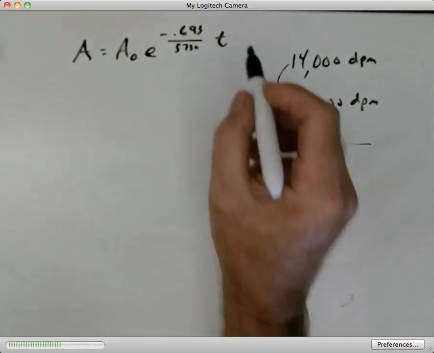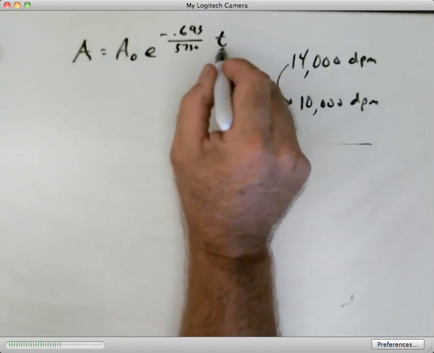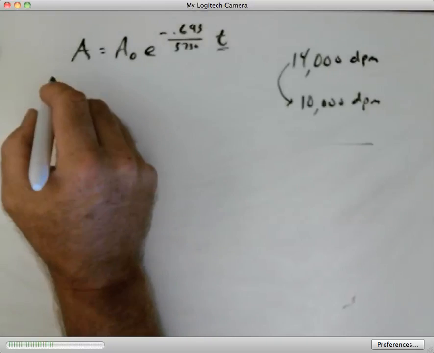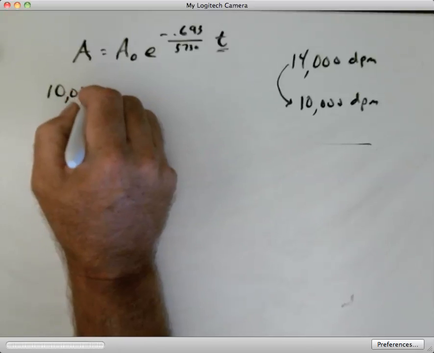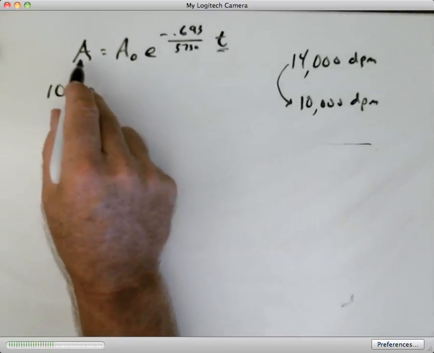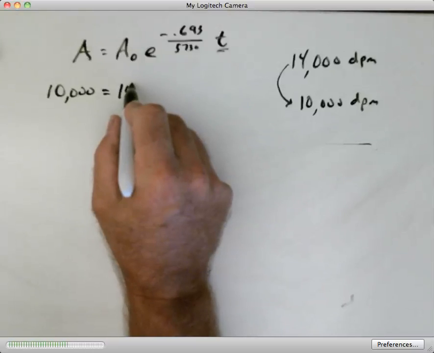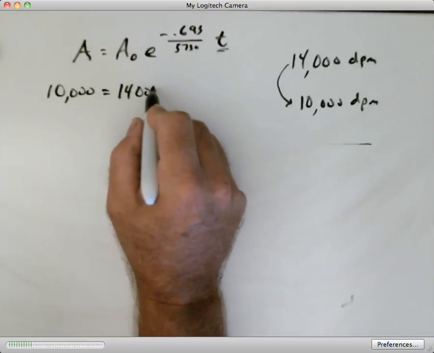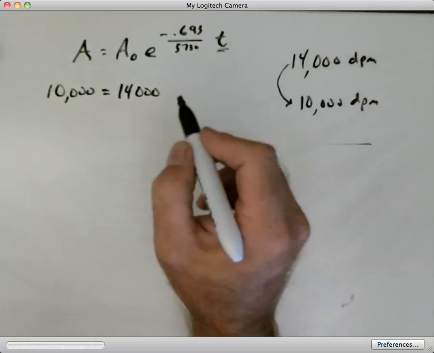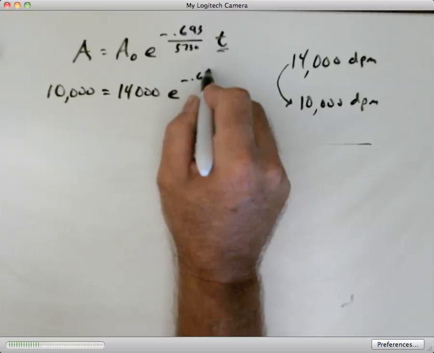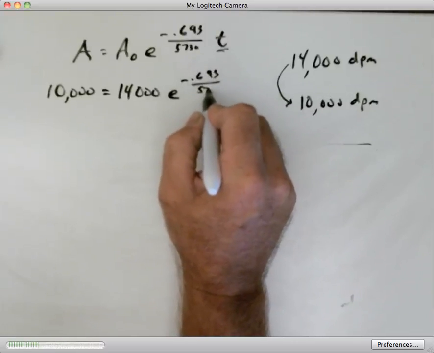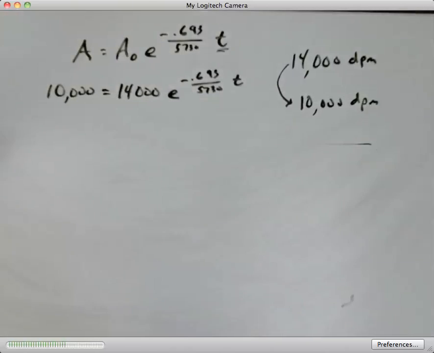So what do I do? Well, I'm going to plug these numbers in, then I have to solve for t. That's going to look like this. 10,000 counts per minute, or disintegrations per minute, is what I have now. I'm assuming that way back when it died, there were 14,000 counts per minute per gram. And I have e to the negative 0.693 over 5730 times t. And I have to solve for t.